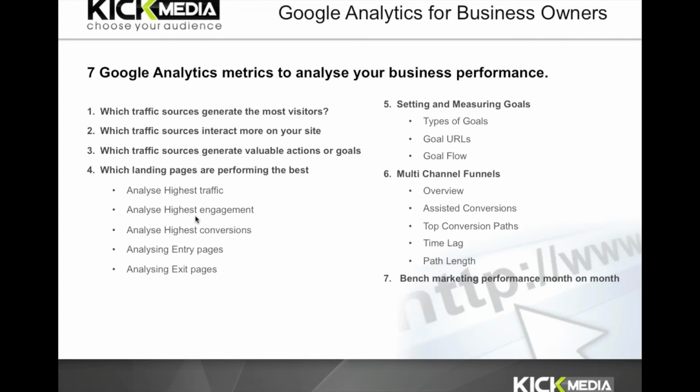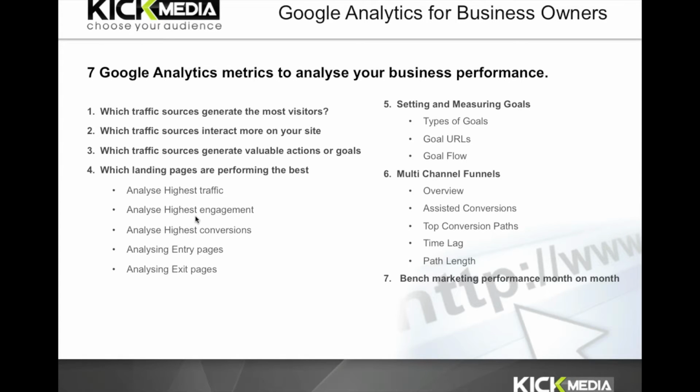Okay, so let's run through the overview of some of those steps. We call it 7 Google Analytics metrics to analyze your business performance. The first one is which traffic sources generate the most traffic. When I say a traffic source, I refer to whether someone visited your site from a Facebook ad, from clicking on a paid ad on Google, from the organic section of Google. Could be from Bing, it could be from anywhere. It could even be from someone clicking on a link within your email or clicking on a remarketing banner.